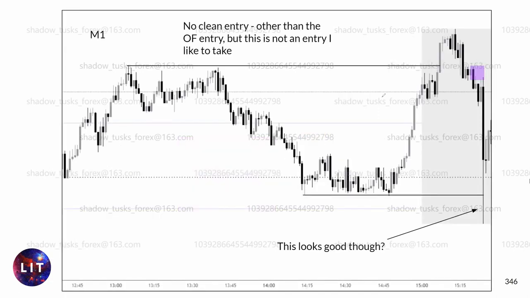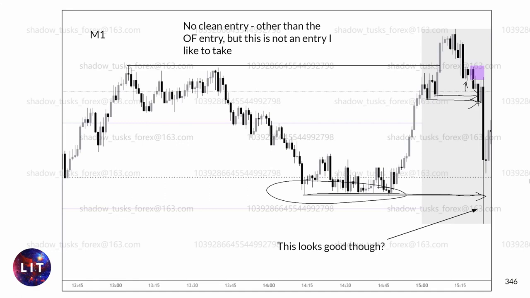Okay, again, here we don't have our clean break of structure into mitigation. So here, again, this is why we say that the break of structure part is optional, because there's going to be a lot of times where you're waiting for your break of structure, or you may even be waiting for your M5 break of structure, right? But realistically, is this going to be a break of structure or a liquidity grab? I'll leave that for you guys to think about.